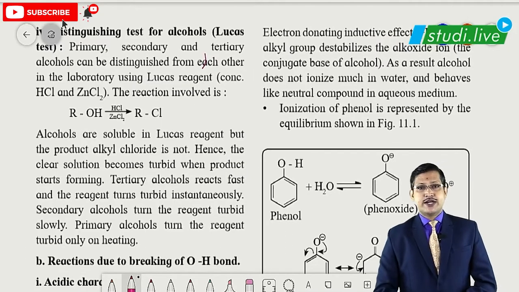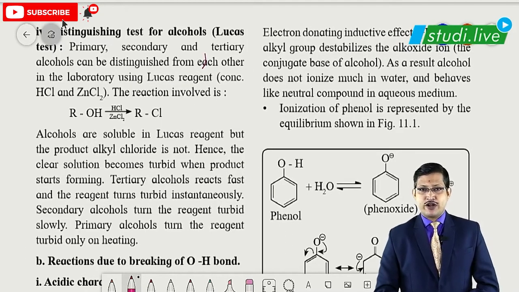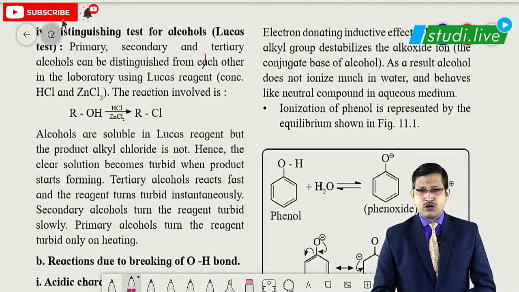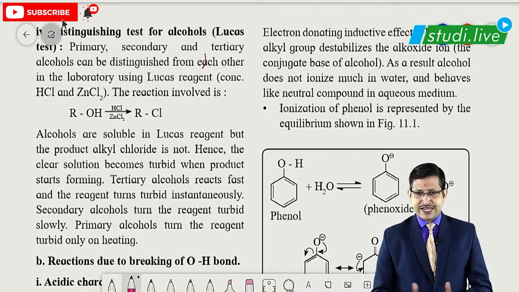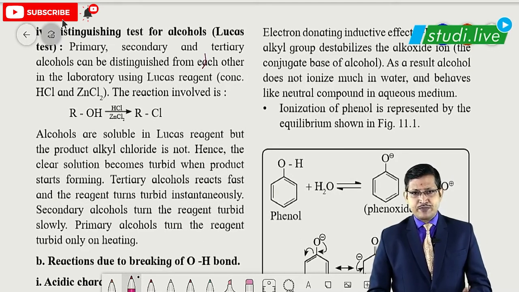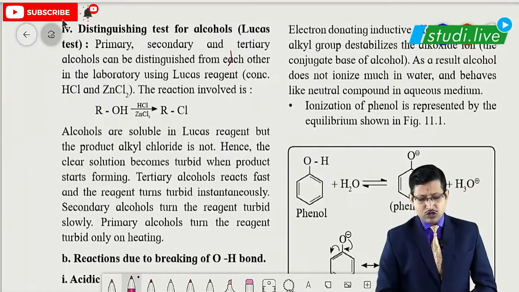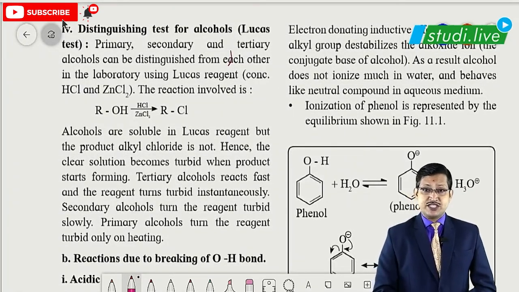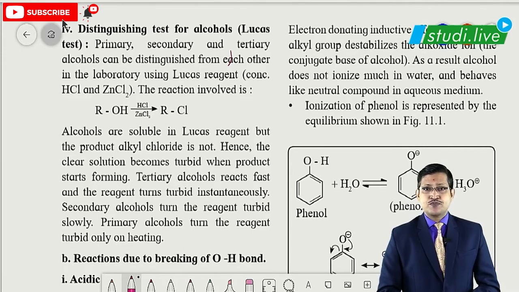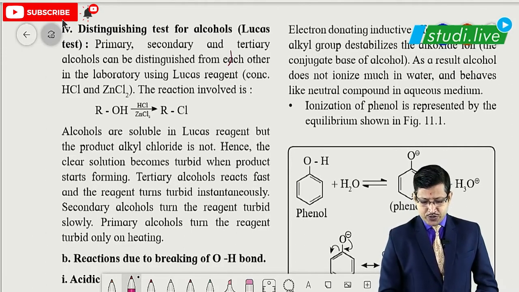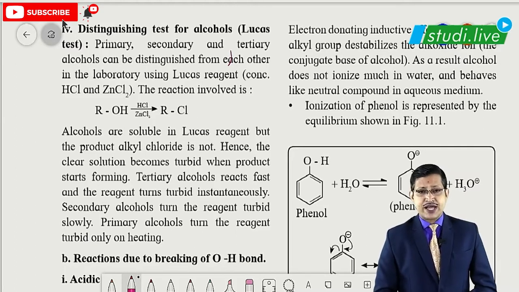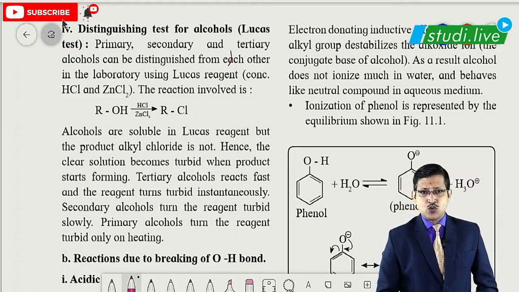Alright, the next one is the distinguishing test for alcohols. Now we are going to talk about how you distinguish the types of alcohols. Yes, primary, secondary and tertiary alcohols. They can be distinguished from each other by something called Lucas reagent. So here the reaction is ROH, which will react with HCl and ZnCl2 and will give you RCl.